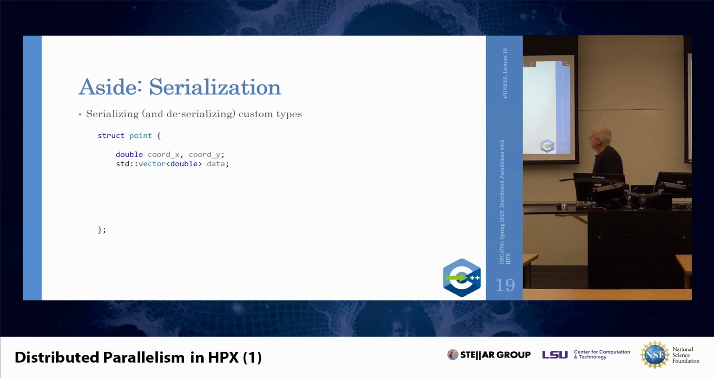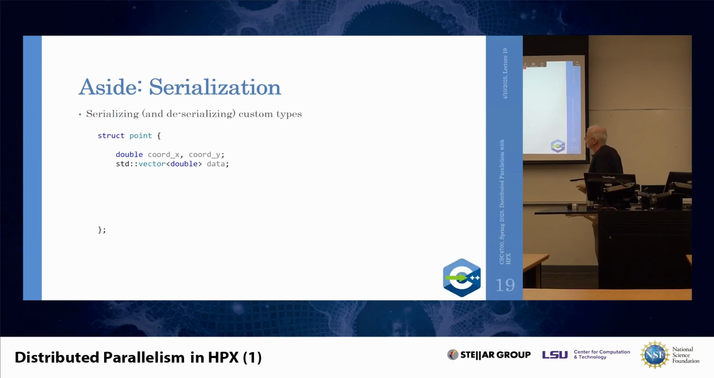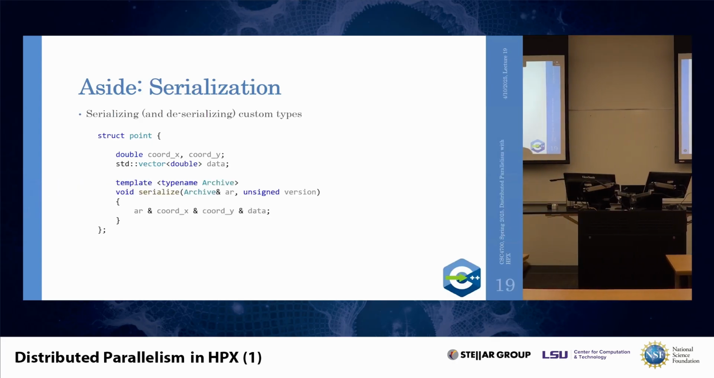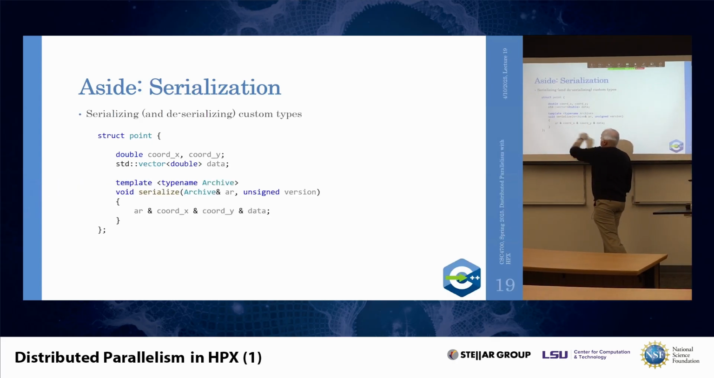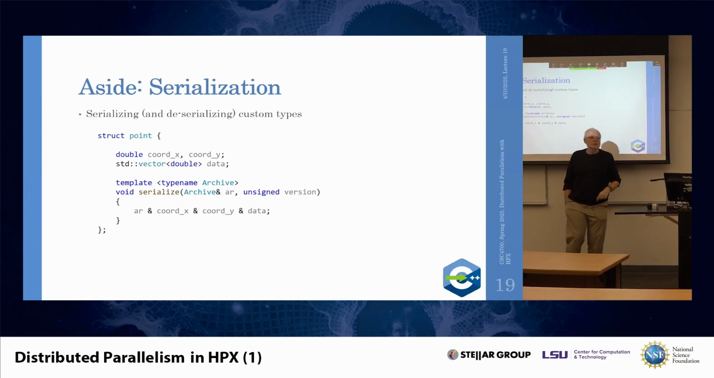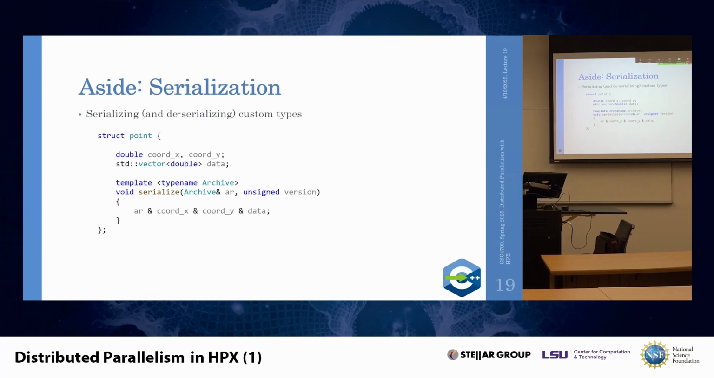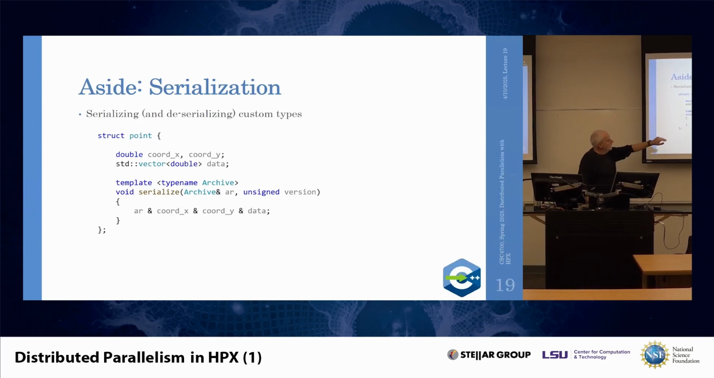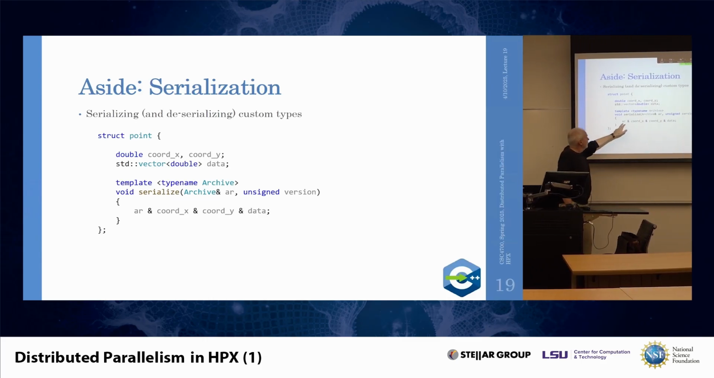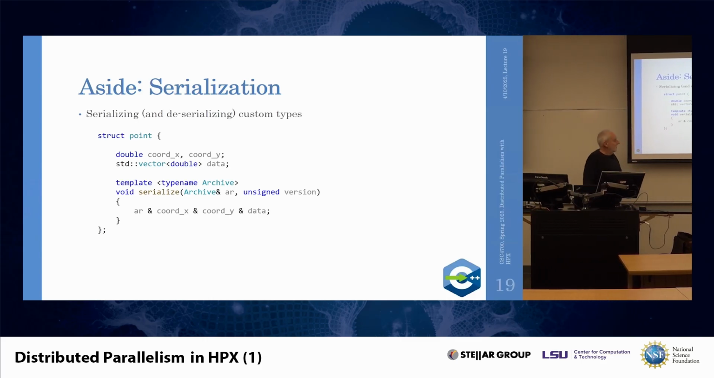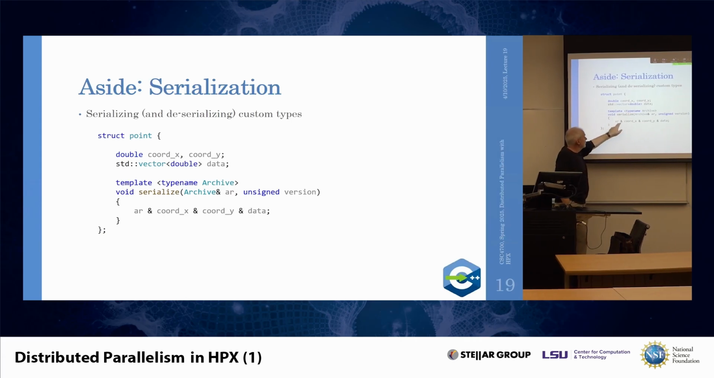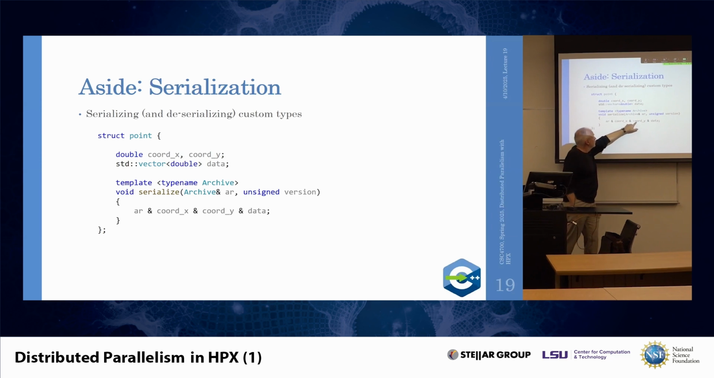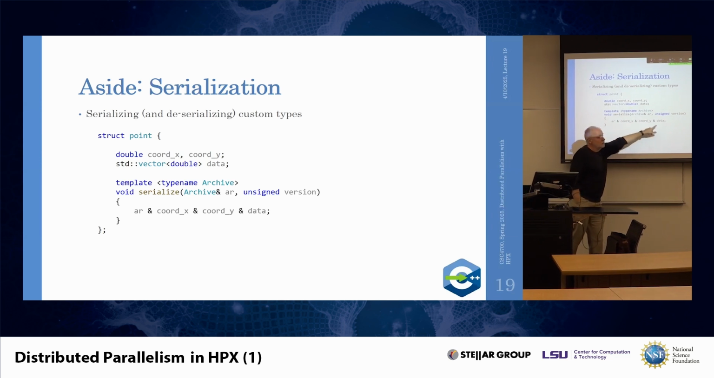All you have to do is add an additional function to your type, which has to have this prototype. It has to take a first argument, which is called an archive, as a template argument. The second argument is not used; you can ignore that. By the way, the name has to be serialize. Inside the function, you use the archive, which comes as the first argument, and you list all the members you want to serialize just using the ampersand.